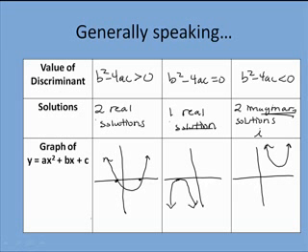So there we have it, the quadratic formula and the discriminant. And remember, when we apply the quadratic formula, we have to put our equation in standard form. And the discriminant tells us how many solutions and what kind of solutions: 2 real solutions, 1 real solution, or 2 imaginary solutions.